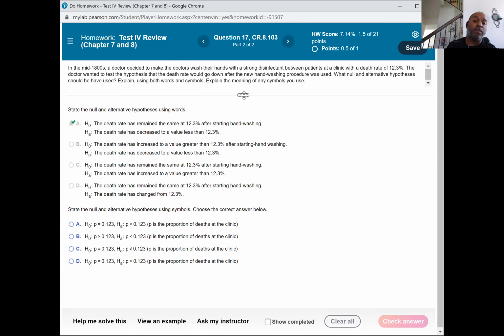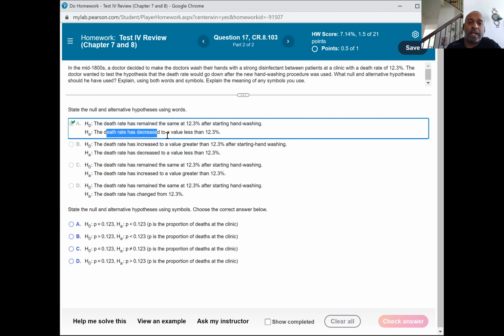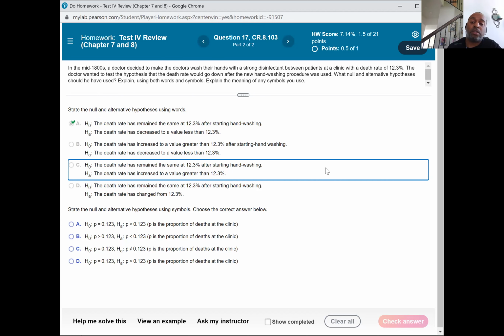So the key phrase here is going down. So don't forget, your null hypothesis stays the same, it is going to be equal to. And then in this case, we're talking about decreasing or going down or less than or whatever. So that's this first one right here. The death rate remained the same. The death rate has decreased. So that's our alternative hypothesis, that it is decreased.